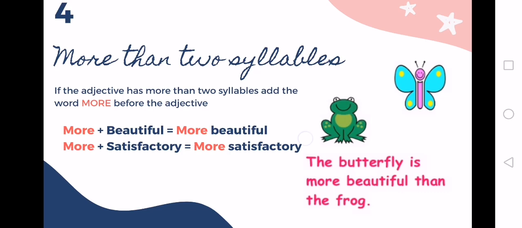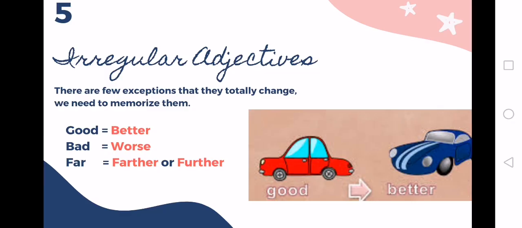Okay. And finally, rule number five is about irregular adjectives. Remember, we have a few exceptions that totally change. So we need to memorize them. That's the only way that we can learn them. So for example, we say good, and instead of saying gooder, we say better. Bad, worse. Far, farther or further. We have two options.